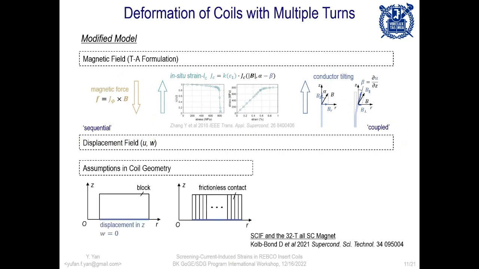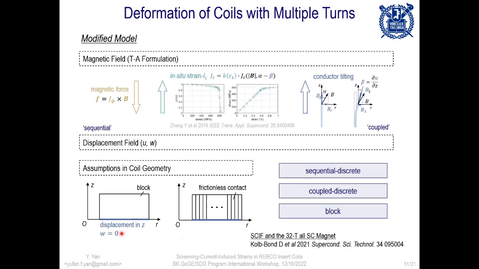This idea is actually very similar to the one presented by the National High Magnetic Field Laboratory, but here we will be focusing on the measurements of strains in a small coil. When it comes to geometry assumptions, we consider 2 extreme cases where we either have frictionless contacts between turns, or we simply treat this whole thing as a block. So, perfectly, each of the turns will be glued together.